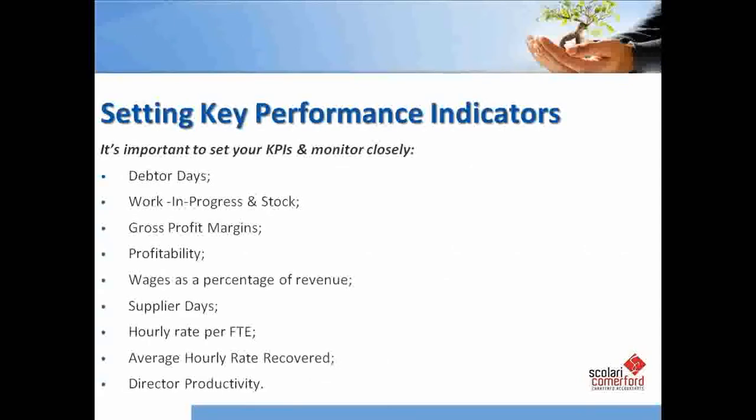So in terms of setting key performance indicators, it's important to understand the KPIs and monitor them closely. Again, you need to look at things like your debtor days. If you have work in progress or stock, you need to look at that as well. You want to have a look at what your gross profit margins are. Where are they at the moment? Doing some changes, can they be improved, either through price increases, better buying power, etc.? Profitability, obviously, that's a big one. Wages as a percentage of revenue, keep an eye on that. See if you can actually improve that, set yourself some goals.